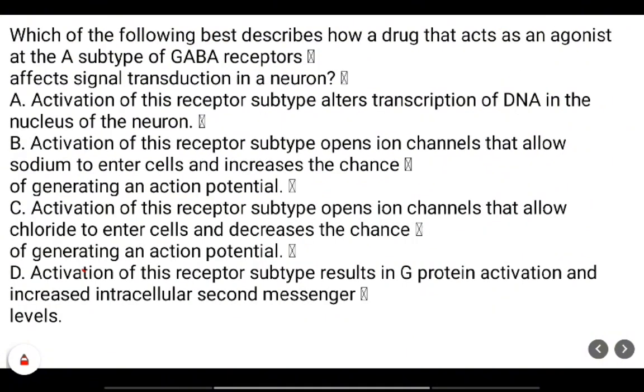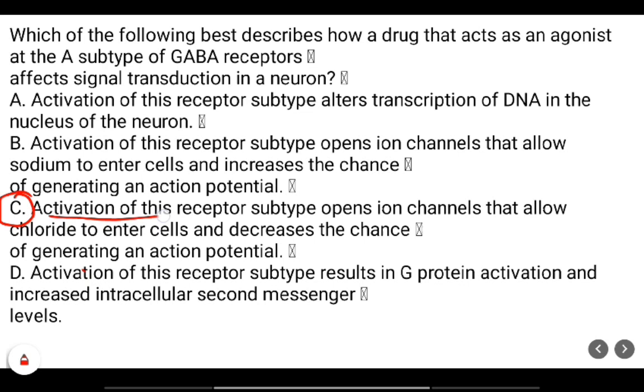Next, which of the following best describes how a drug acts as an agonist at the A subtype of GABA receptors, affects signal transduction in a neuron? Now the GABA A receptor is a ligand-gated ion channel which is selective for chloride. So when agonists for the GABA A receptors are present, then it will increase the openings of the channels, which will result in chloride entry into the neuron, and thus hyperpolarization will occur, which will eventually lead to decreased action potential events.